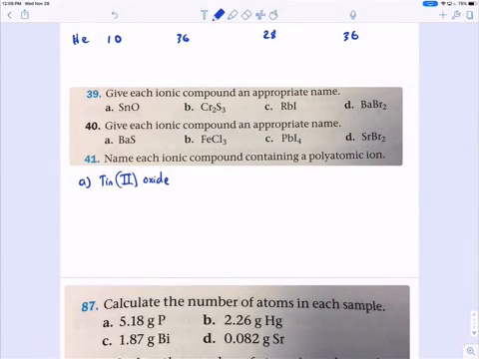So it forces tin to be +2. And then you write that tin tends to be 2 or 4. So write tin(II) oxide.